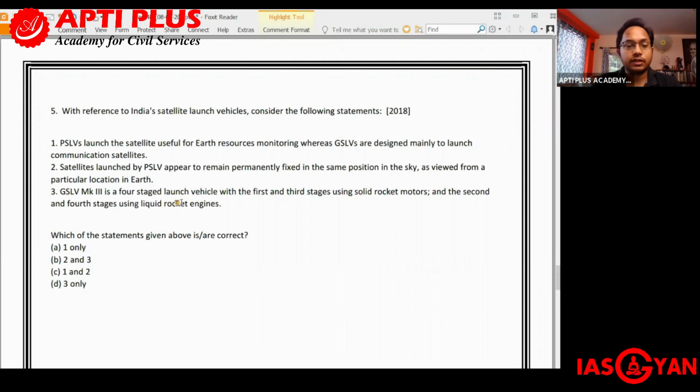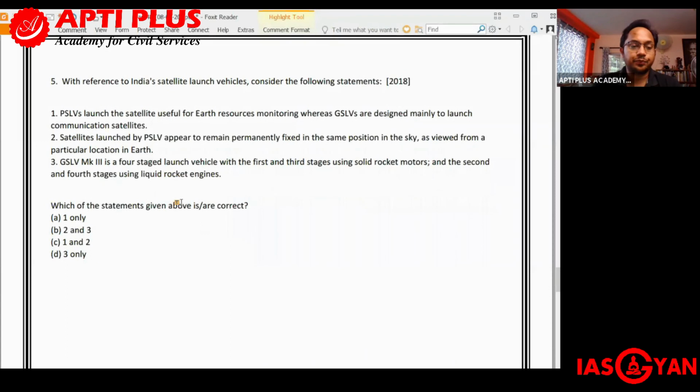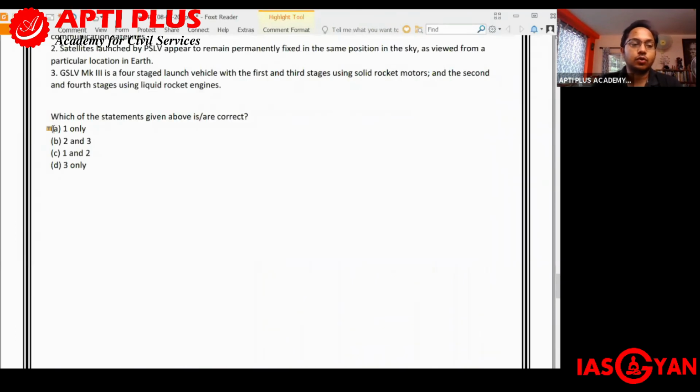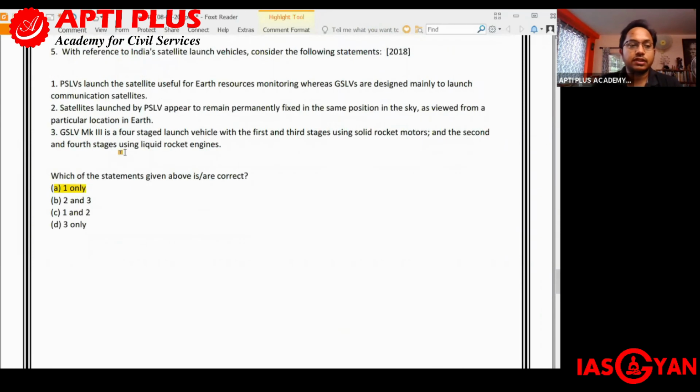You have been asked which out of these statements are or is correct. The right answer is A. That is one only. What was the first statement? PSLVs, they launch the satellites which are useful for Earth resources monitoring, whereas GSLVs are designed mainly to launch communication satellites.